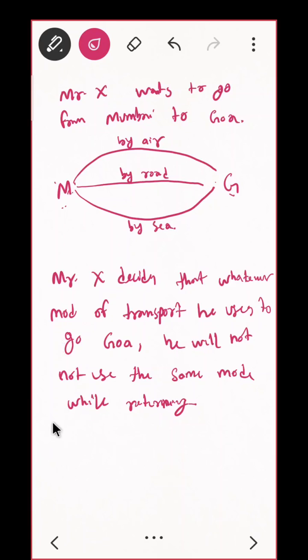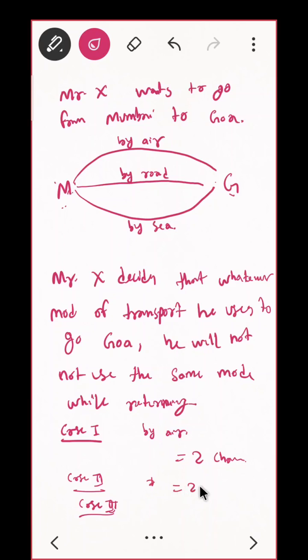Case one, if he is traveling by air, so he has a total of two choices. Do you understand two choices? What are the two choices? Same with case two, same with case three. Do you see that, everyone? I'm just directly writing two choices.